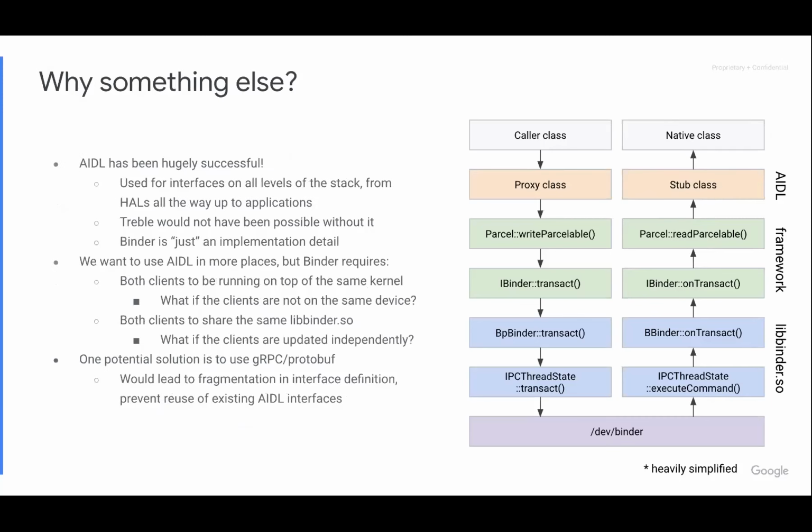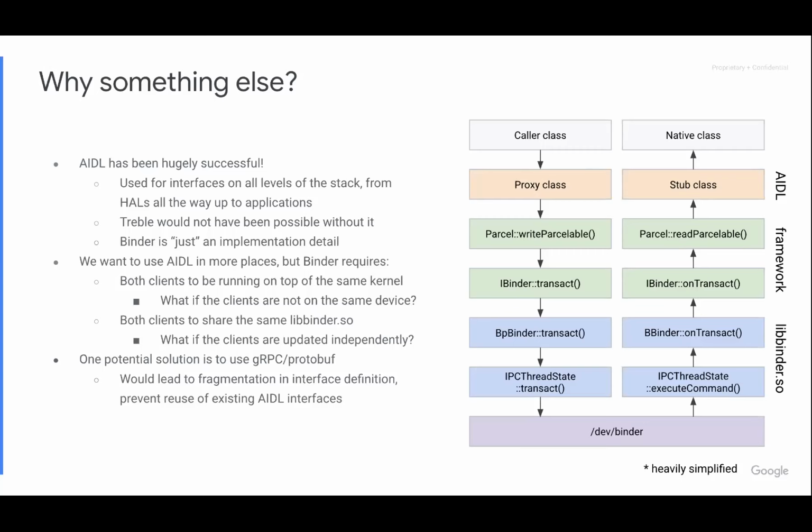So this is the basic binder AIDL concept, and it's been hugely successful. It's used for defining interfaces on all levels of the stack, all the way from HALs up to applications. And for example, Treble would not have been possible without AIDL and binder. On the other hand, binder is technically just an implementation detail. Clients never interact with binder directly. They always interact with these AIDL generated classes at the top, and everything else is hidden underneath and abstracted away.